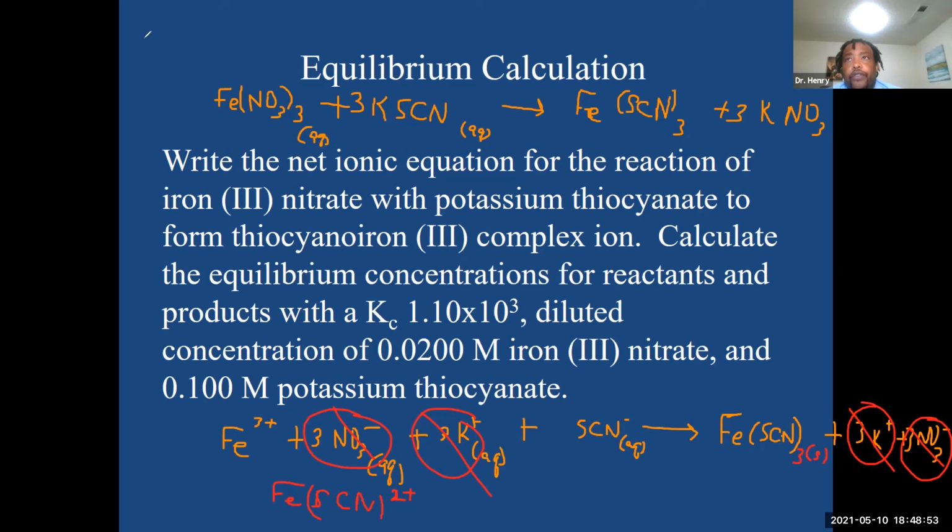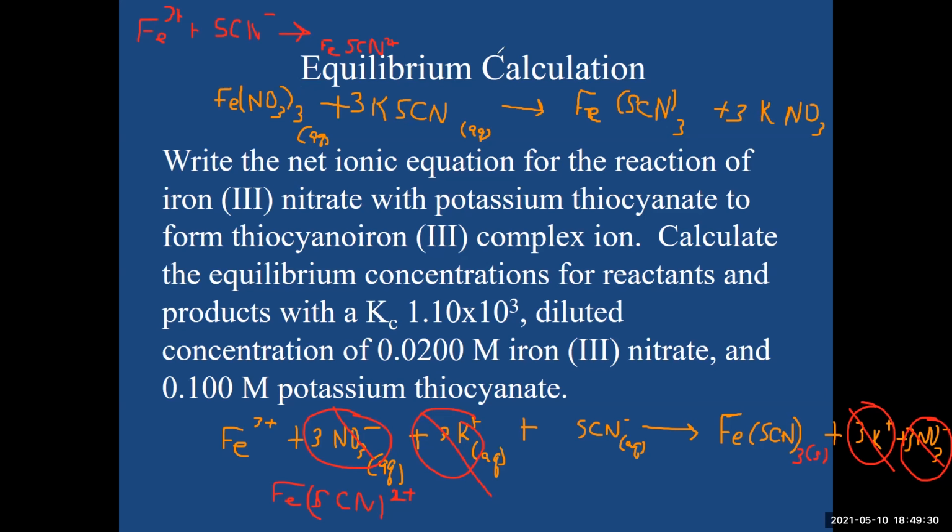our net ionic equation is just going to be that Fe3+ plus your SCN- yields FeSCN2+. Do you guys see it up in red up top? Yeah, I could see it.